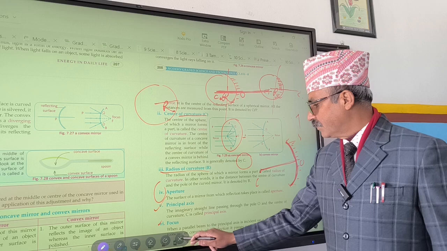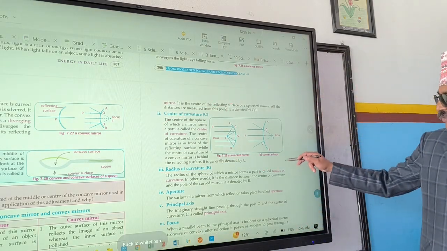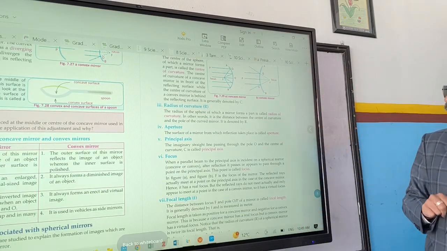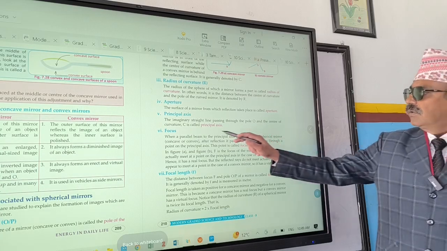What is number 6? Focus. So, what is the definition of focus? Please read together.